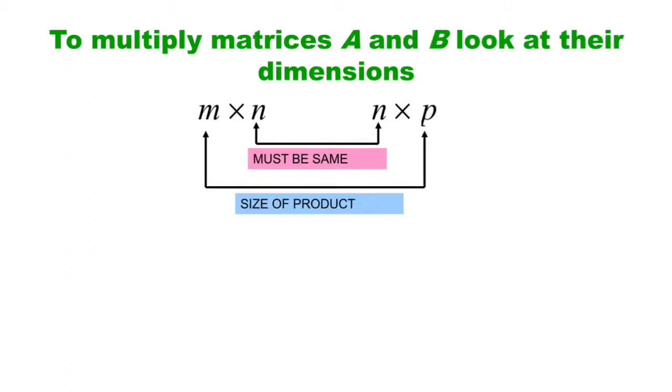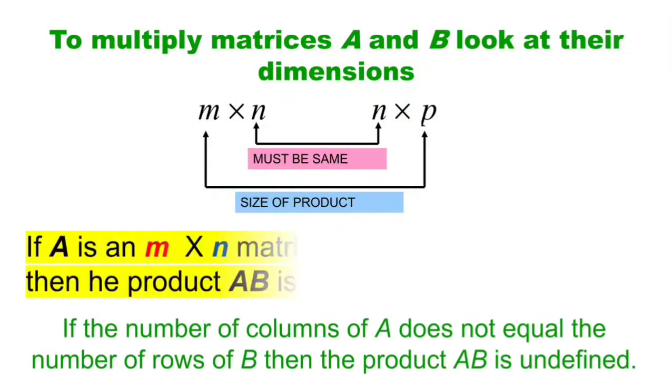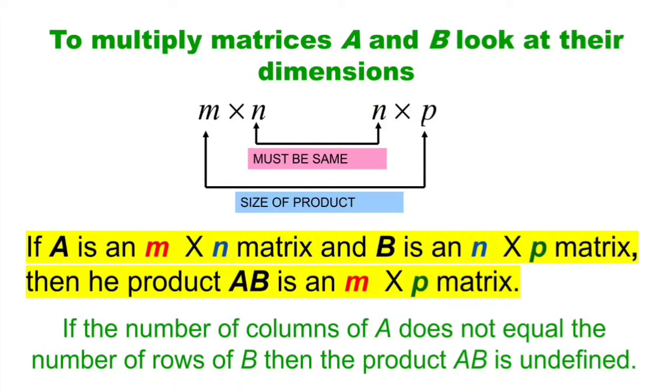Okay. You must remember this condition. What is the condition? The number of columns of the first matrix is equal to the number of rows of the second matrix; then the product exists or is defined, otherwise it is not defined, right? If A is m by n and B is n by p, then the product AB is defined and its order is m by p. If the number of columns of matrix A is not equal to the number of rows of matrix B, then the product AB is undefined or does not exist.